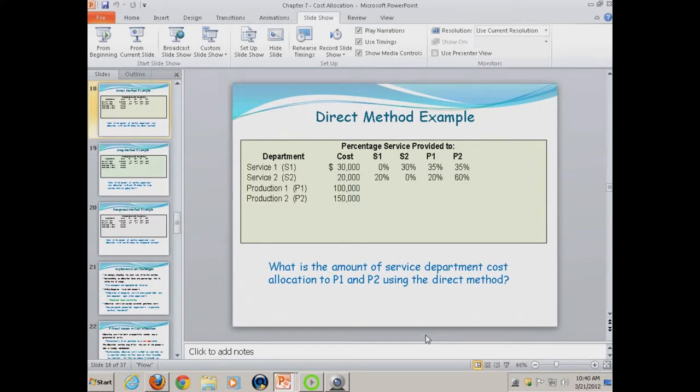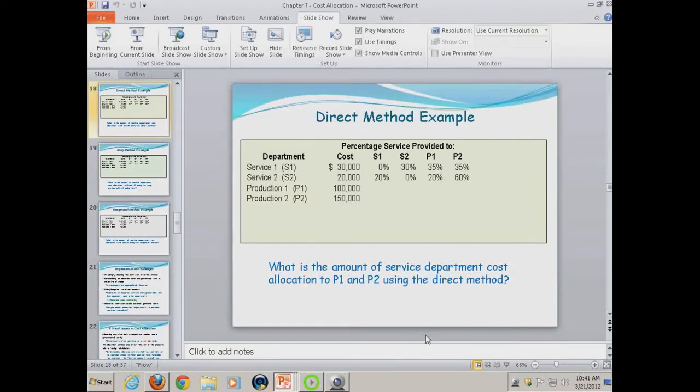So if your bottom line here doesn't add up to the total, then you're off. So it's a pretty good clue if you're ever doing one of these problems, like on a test or something. Make sure your bottom line adds up to the total number of dollars that needs to be allocated. Anybody need to go through or want to go through the details of the direct method? Okay.